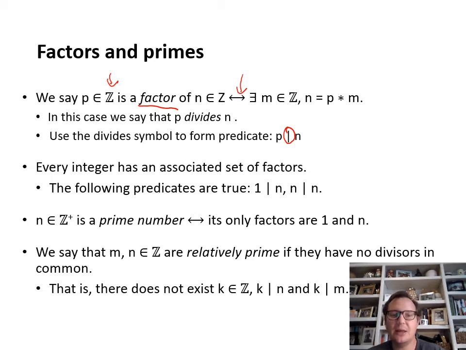Now, n, where n is a positive integer, is a so-called prime number if the only factors it has are 1 and n. And then we say that m and n are relatively prime if they have no divisors in common. That is, there is no k that divides both of them.